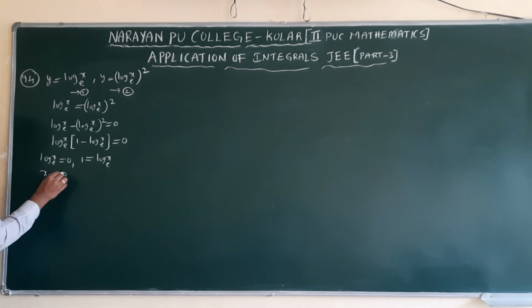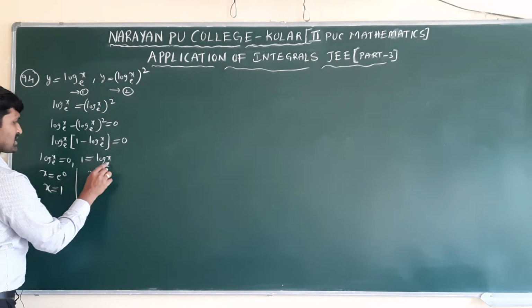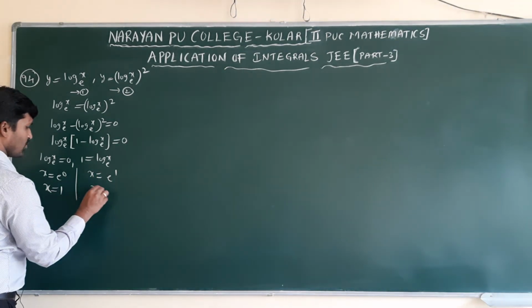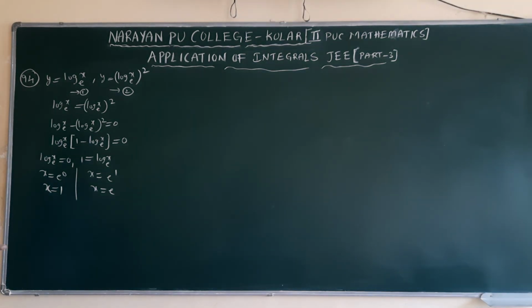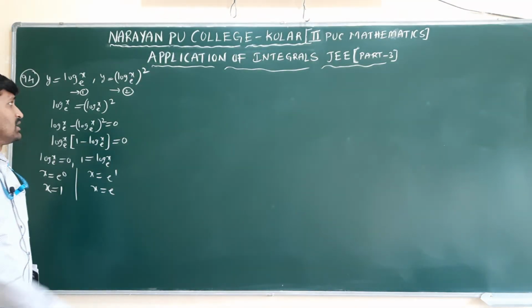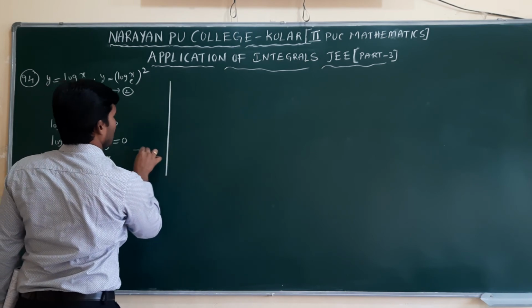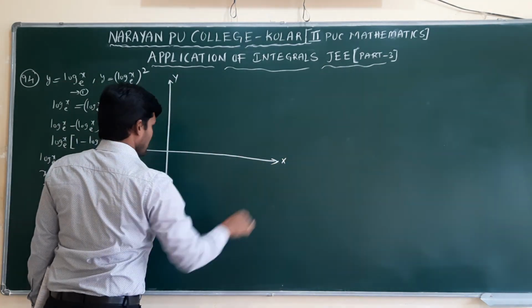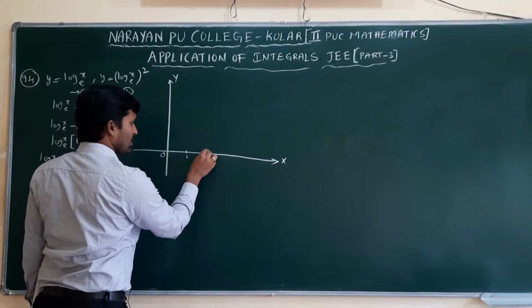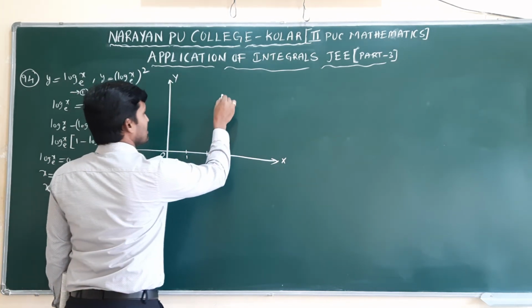Now e power 0 will come, that is x is equal to 1. Next x equal to e power 1, that is x equal to e. These are the x values we got, those two curves intersect at 1 and e. Okay, now based on these we can draw the graph. Y axis and x axis, 0, 1, 2. I am taking e as 2.7 something.